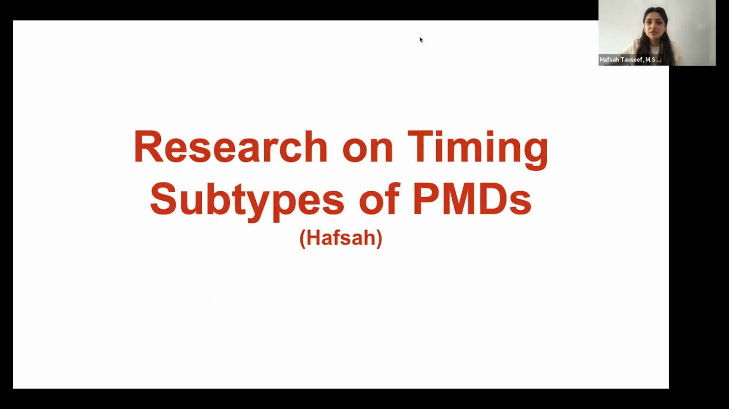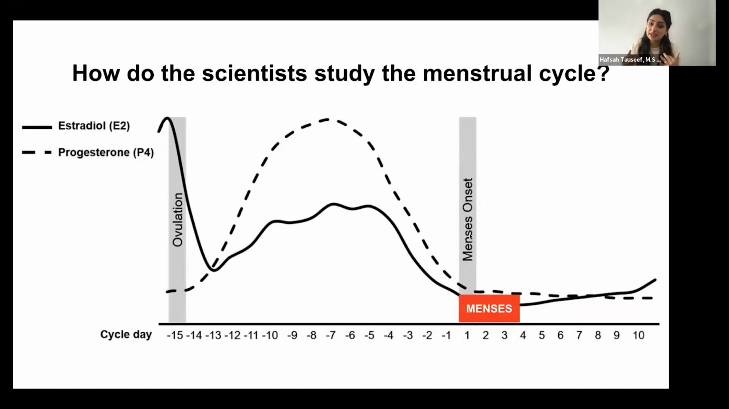Yeah, so let's talk about what the research on the timings of subtypes looks like. So first, I'm going to go ahead and orient you to how scientists think about the menstrual cycle. So in research studies, we actually flip the luteal and follicular phase. This is because we want participants to have the same hormonal meaning. So the luteal phase tends to have the same amount of days, typically 14 days, but the follicular phase has a lot of variety. So this is why we tend to flip it and orient it the way we have here. So you'll see starting from the left side, -15 is going to be ovulation. And then we go up to around day 1, which is menses onset.